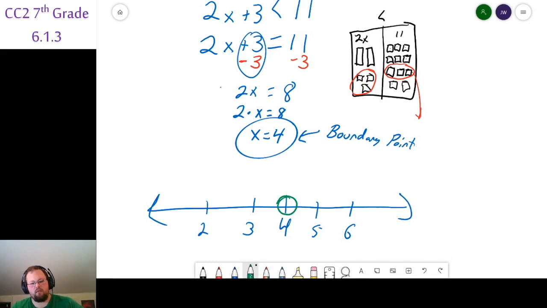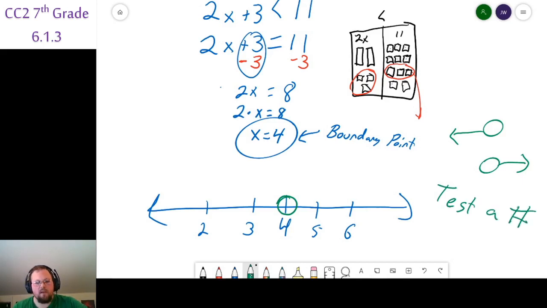And then your goal is to figure out, is it going to the left? Is it open circle going left? Or is it open circle going right? And so you have to figure out which one that is, and you do that by testing a point. Or just test a number. I'm going to test 6 because it's right here.